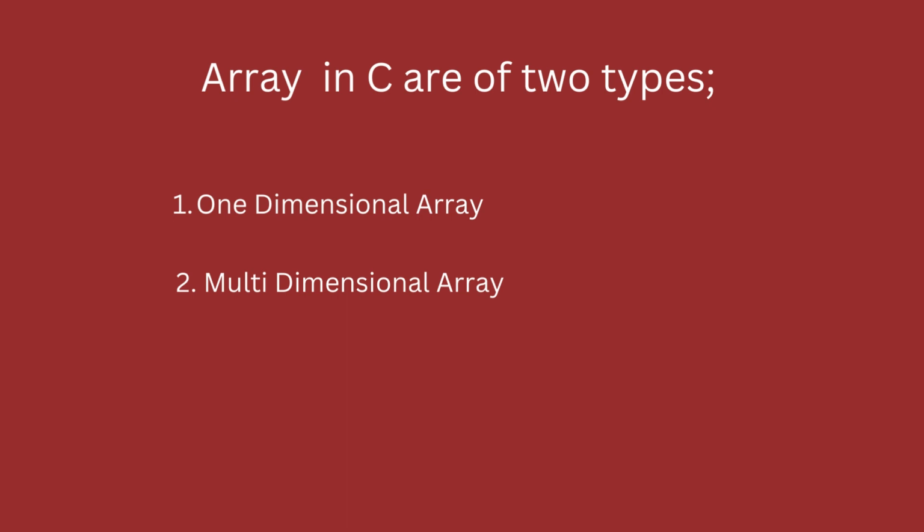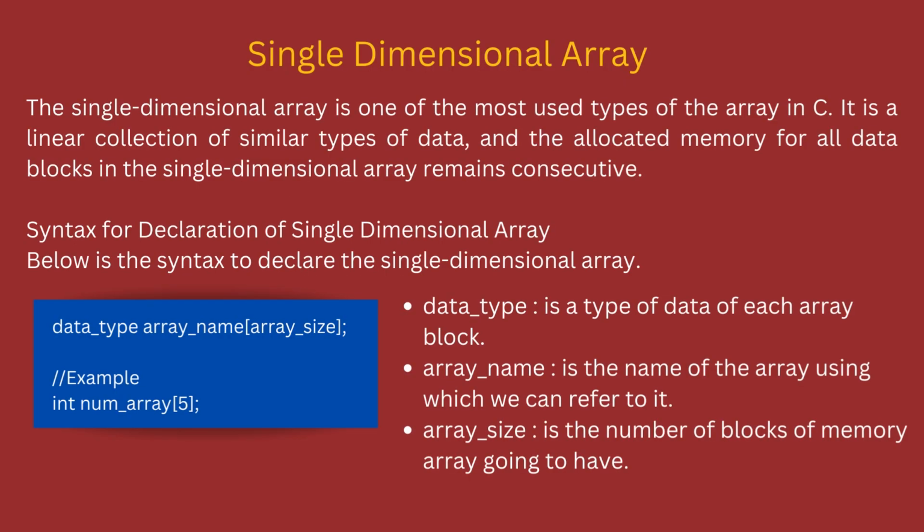So we are discussing the single dimensional array. Single dimensional array is one of the most used types of array in C language. It is a collection of similar type of data, and memory allocated to all data blocks in a single dimensional array remains continuous or consecutive.